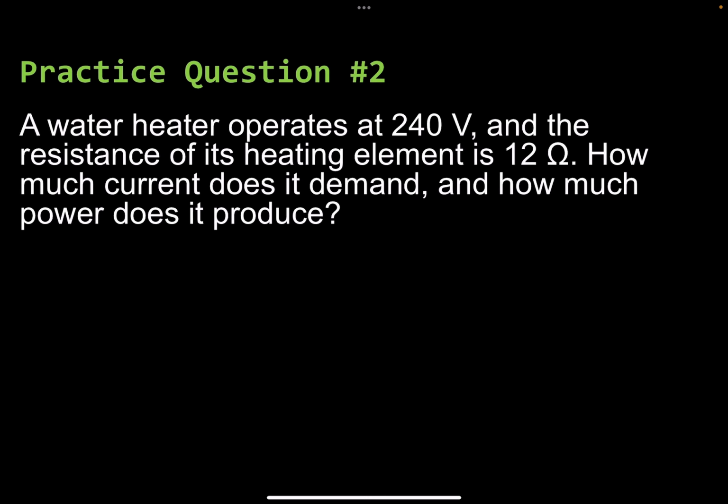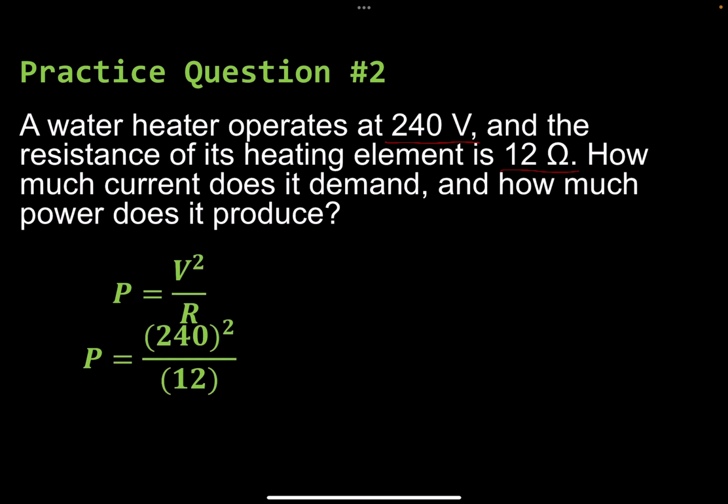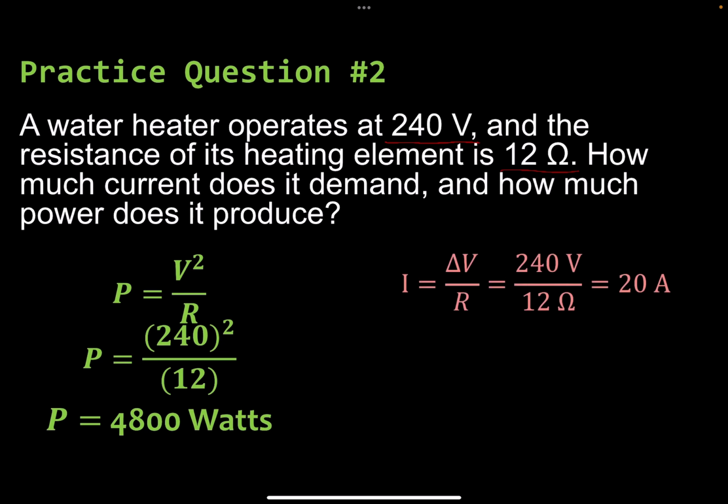All right. Practice question number 2. A water heater operates at 240 volts. And the resistance of the heating element is 12 ohms. How much current does it demand? And how much power does it produce? All right, so power is right here. We get our voltage squared divided by resistance in order to get our watts, and then we can find our current. Or you could have actually found your current first and then plugged it into P equals IV.